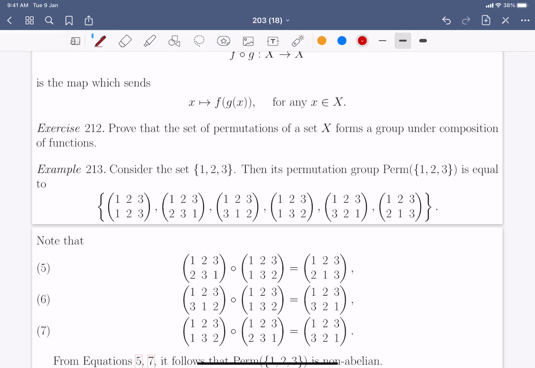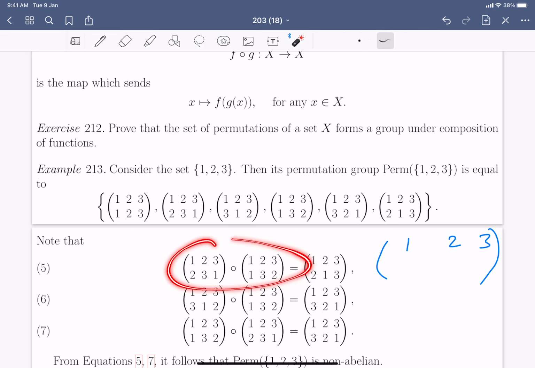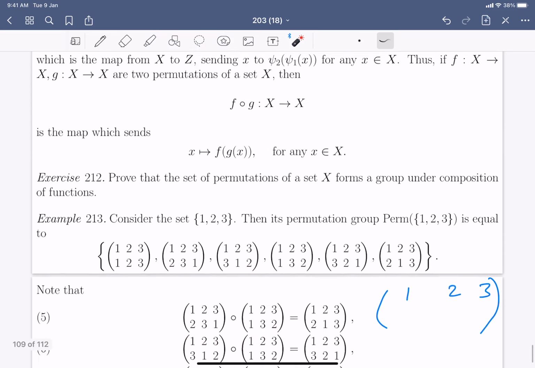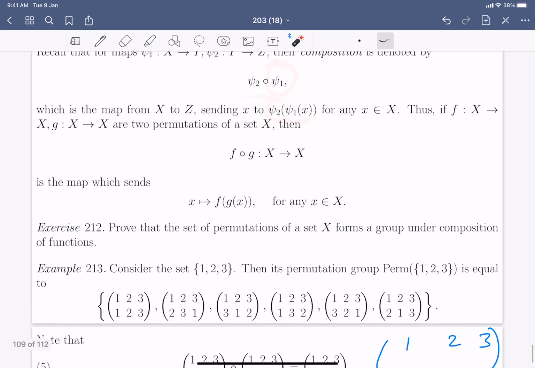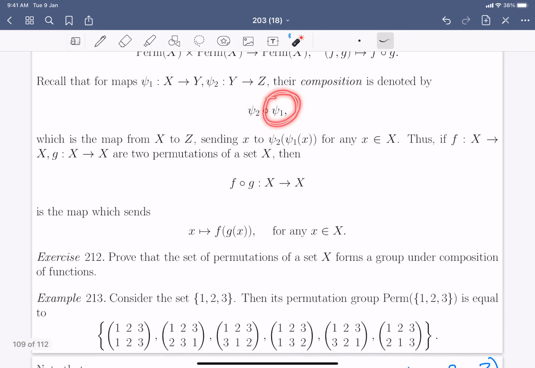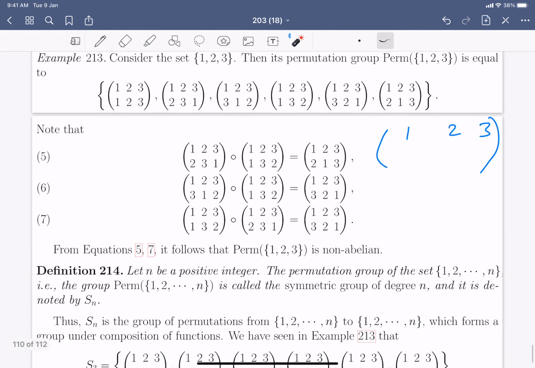So how do you do that? Let me try to work it out right in front of you. I already have it written. To understand the composition of these two bijections, or these two permutations, we first write 1 to 3, and then write the images of 1 to 3 right below them under this composite map. As I have just told you, first we apply psi 1, and then we apply psi 2.